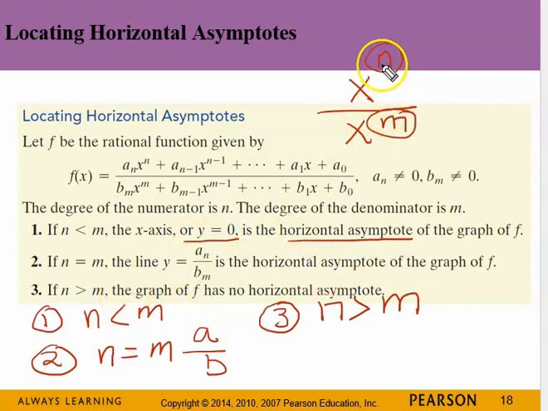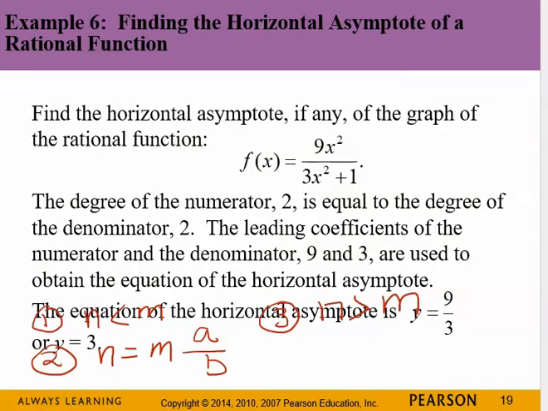Now, if the degrees, the exponents, are the same, then it's just going to be a ratio, simplified, of the value of that numerator as compared to the denominator. And you'll see an example of this shortly. Now, if n is greater than m, then the graph has no horizontal asymptote. I left some of the writing here so you can see the reference.